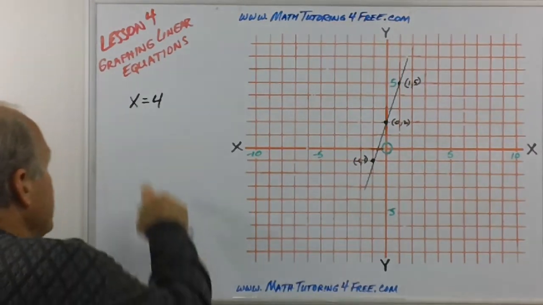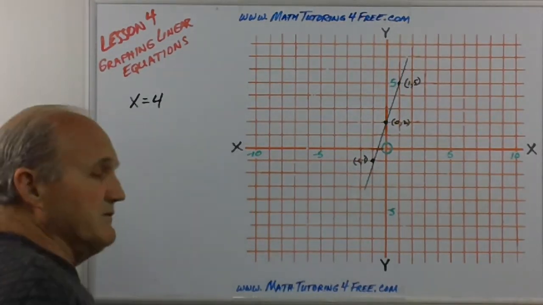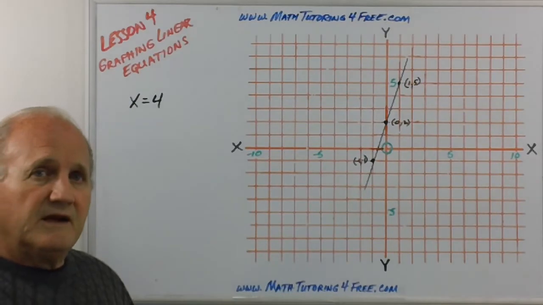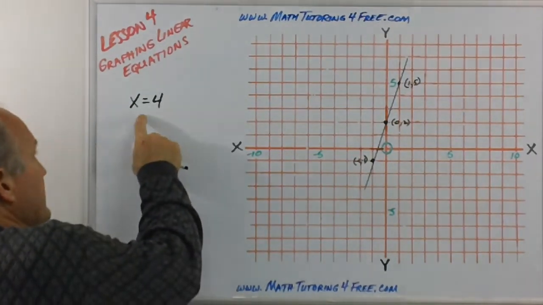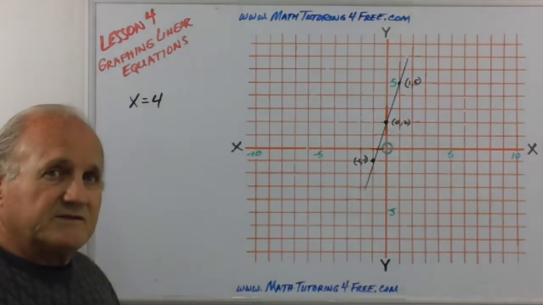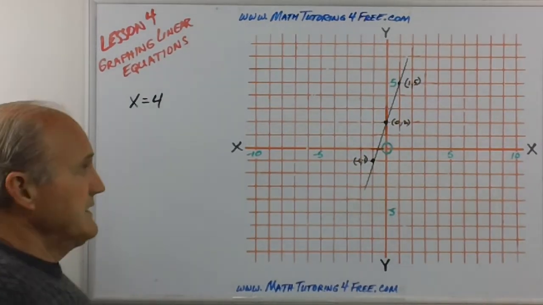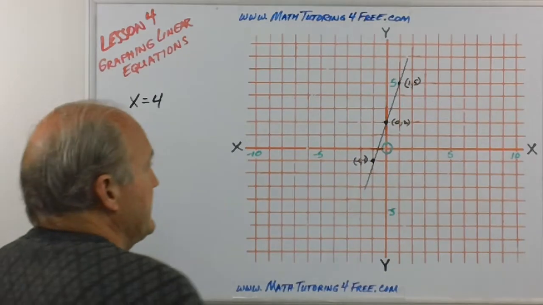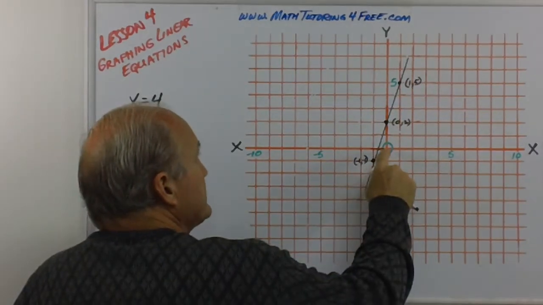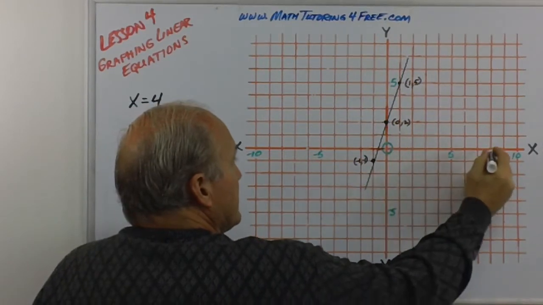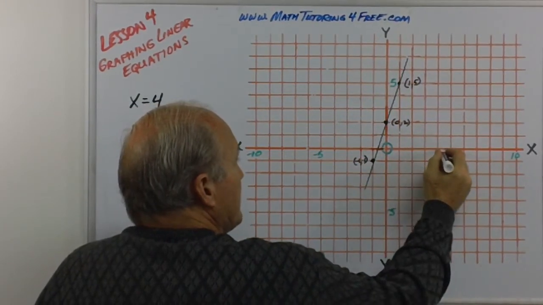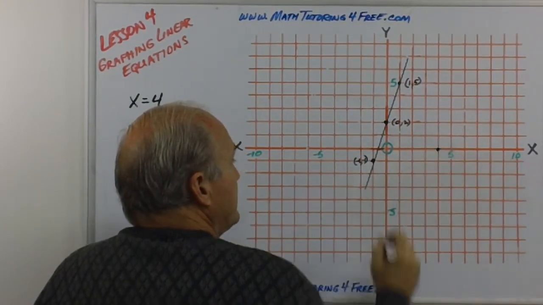But if we just look at the equation x is equal to 4, y isn't there. How would we plot that? Well, what that's saying is that it doesn't matter what y is, x is going to be equal to 4. Let's look at that. Let's say when y is 0, in other words, we're on the x-axis, we know x is going to be equal to 4.